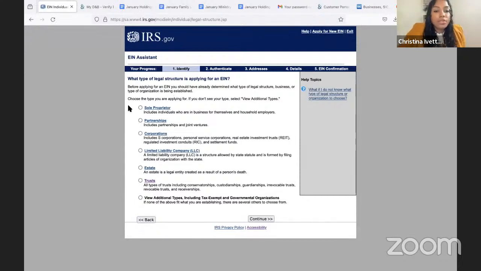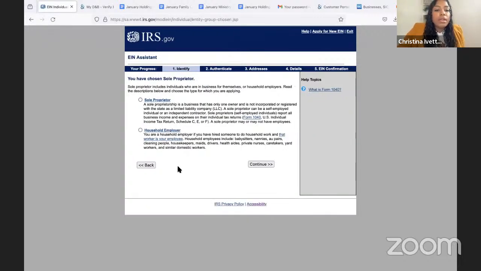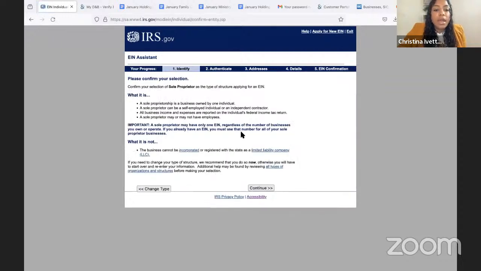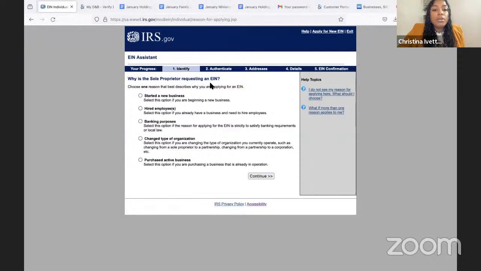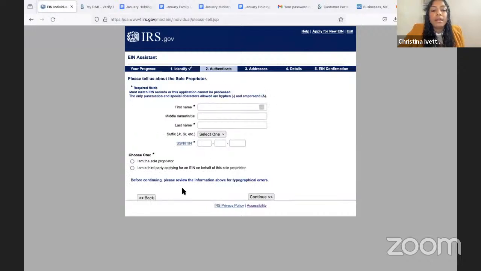This is the whole process for getting a sole prop. The sole prop is for individuals who are in business for themselves or household employees, okay? So you're going to choose sole prop, then continue, then press sole proprietor again, and then continue, and then they're just telling you what it is. It's a business owned by one individual. They could be self-employed, they have their own expenses, stuff like that, right? Now, why are you requesting it? We're requesting it for banking purposes, because we need to be able to provide that number to the bank.